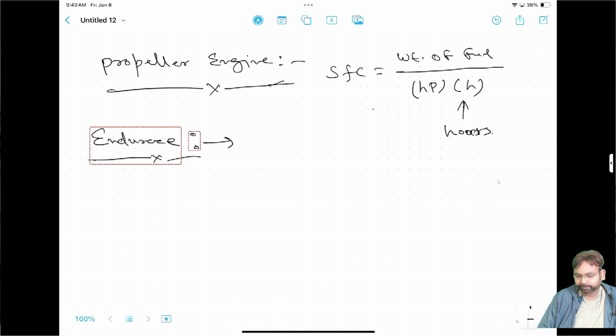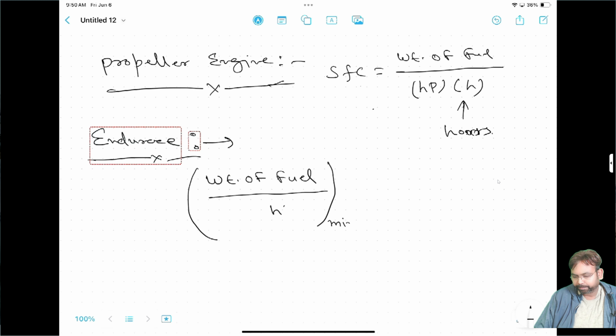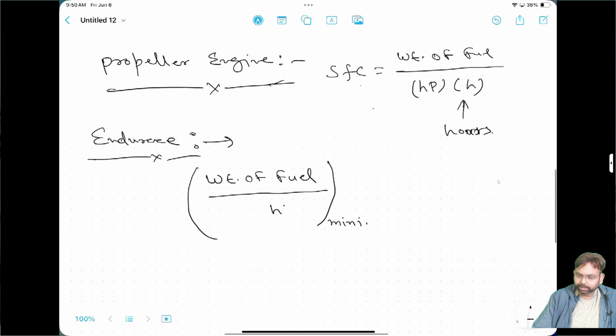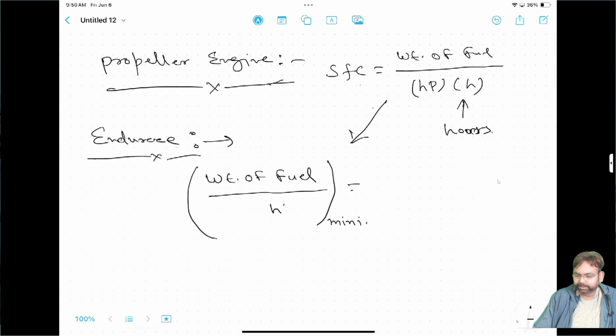So what I will write here: weight of fuel per unit time must be minimum. Your spending of fuel per unit time must be minimum, then your aircraft can be airborne for a longer time. Is it clear or not, guys? From the above formula, we can write here SFC into horsepower.